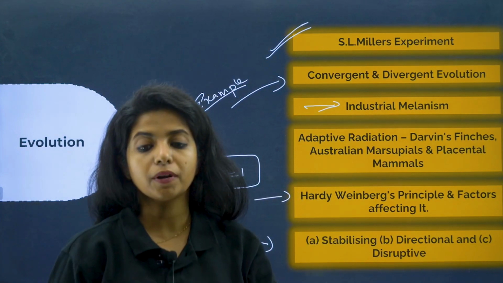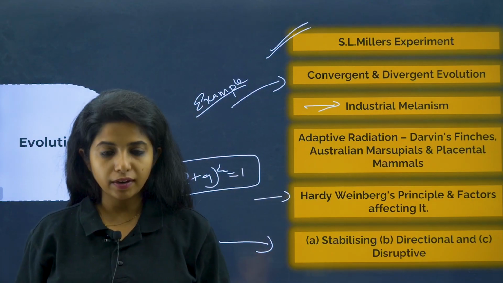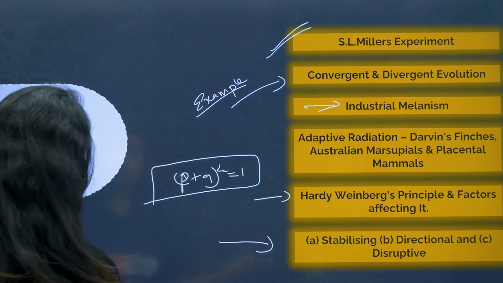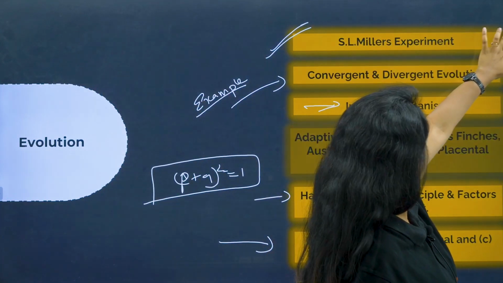Stabilizing, directional and disruptive. You might be given the picture and you might be asked how to frame it. So frame questions I have already put in Brahmastra. Just go and watch it. You'll get an idea of it. So these are the things from this particular chapter.